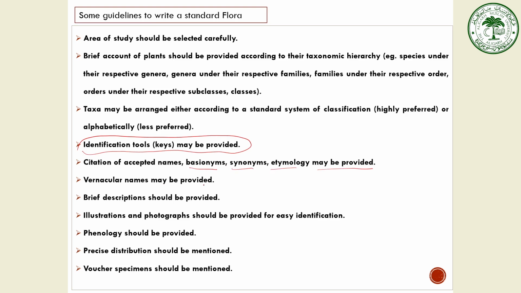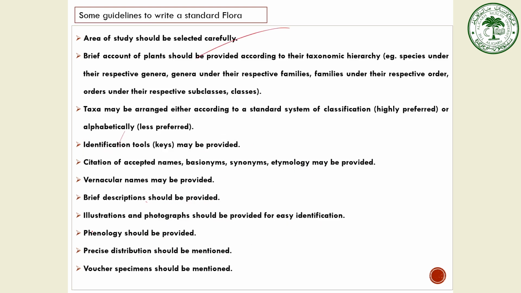Then the vernacular name is also provided. A brief description should be provided. Illustrations or photographs should be provided for easy identification. Then phenology should be provided. Precise illustration should be mentioned and the voucher specimen should also be mentioned. So these are some guidelines which are very important and have to be followed before writing a flora.